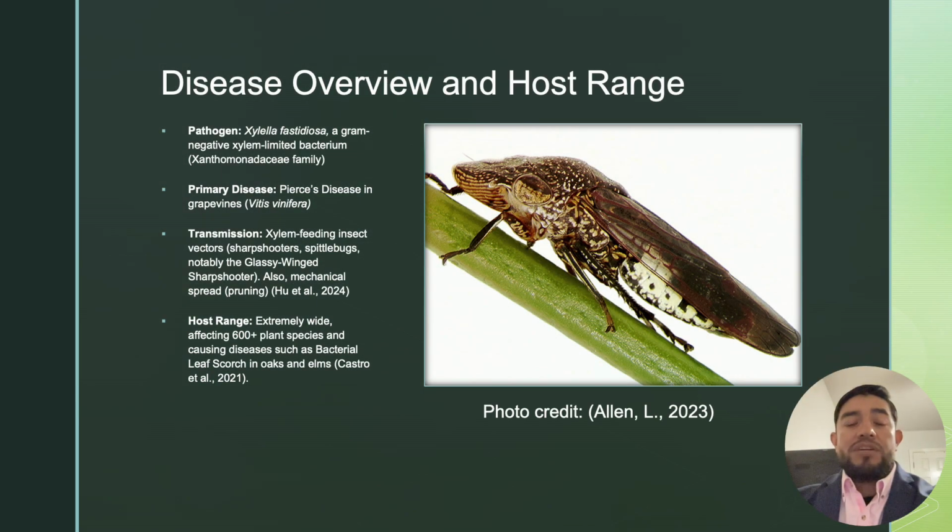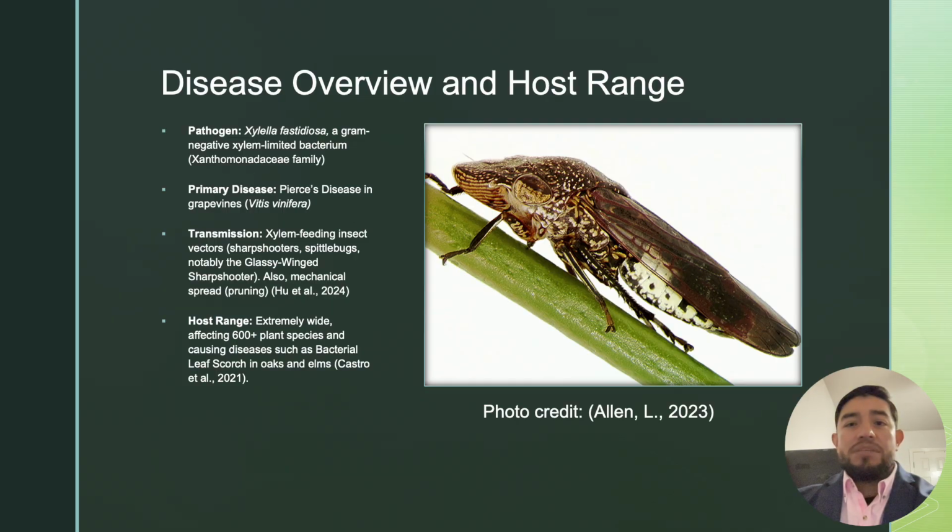Let's begin with our bacterial pathogen, Xylella fastidiosa. This is a gram-negative bacterium that resides exclusively in the xylem, the water-conducting tissue of the plant. Because it clogs these vessels, the disease it causes is fundamentally a systemic water failure.